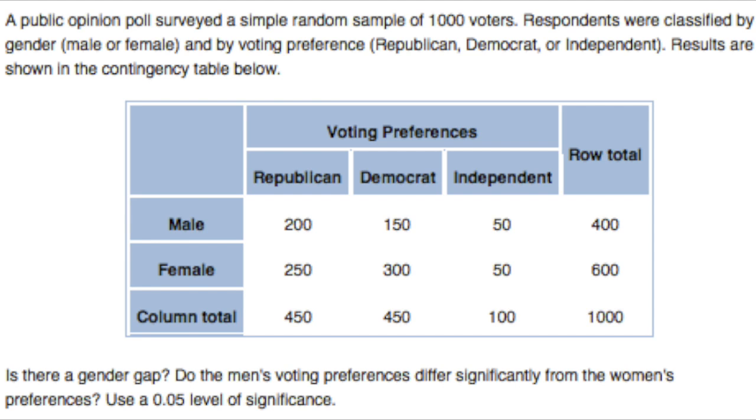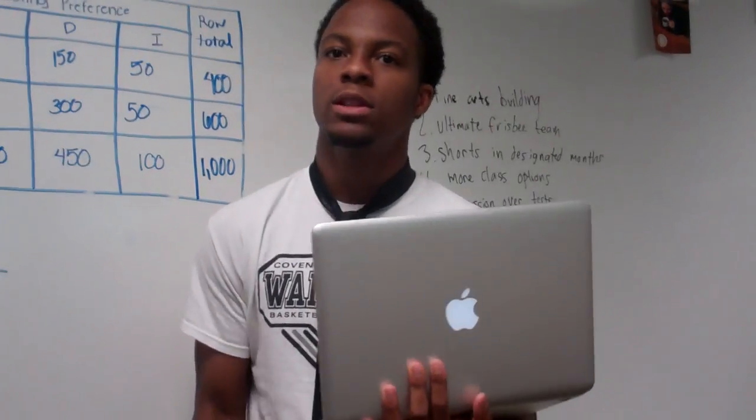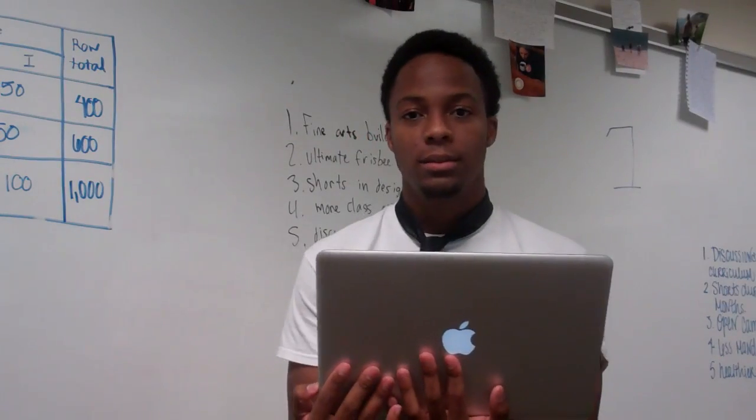Now let's try a problem. A public opinion poll surveyed a simple random sample of 1,000 voters. Respondents were classified by gender, male or female, and by voting preference, Republican, Democrat, or Independent. Results are shown in the contingency table below. Is there a gender gap? Do the men's voting preferences differ significantly from the women's preferences? Use a 0.05 significance level. Now, Keaton, what is the appropriate test to use for this problem? Chi-squared test of independence. That's correct.